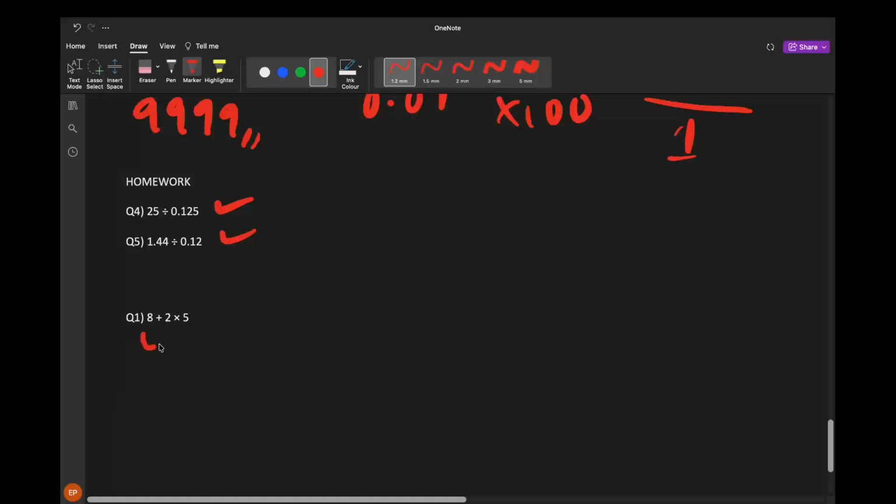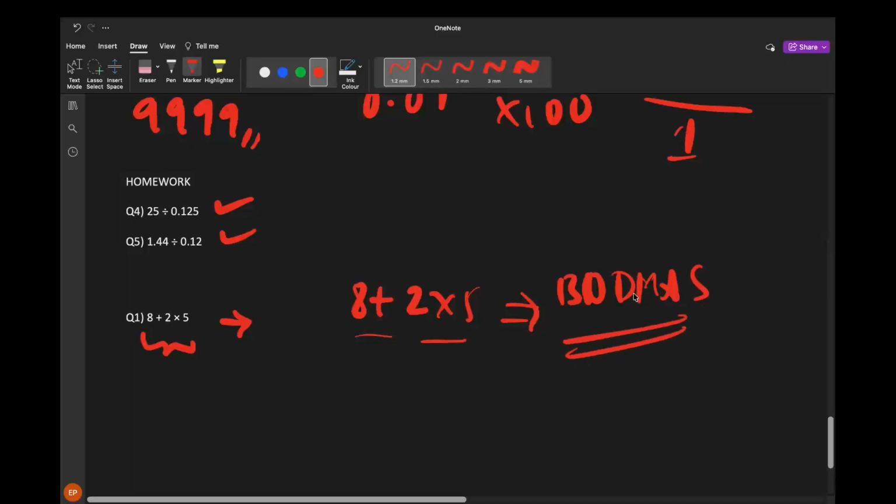So what if one question contains more than one operation? Like here, 8.8 plus 2 into 5. Which one do we have to do first, addition or multiplication? For this we need a concept called BODMAS. We will see this BODMAS in the next video. Thank you.